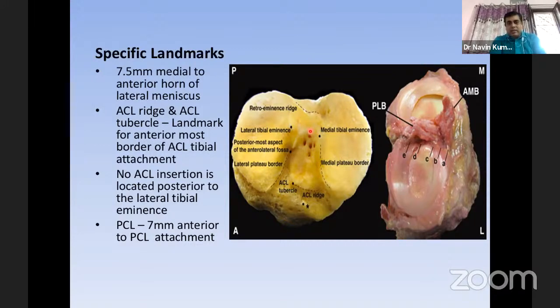Another landmark you can also use is the PCL, which is 7.7 millimeters posterior to the ACL, this part. And this is regarding the soft tissue, as Dr.